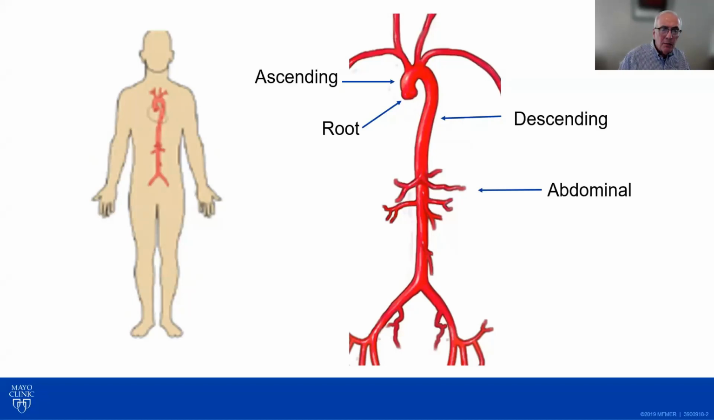And as you can see, the abdominal aorta has important branches that go to the abdominal organs: the liver, the spleen, the stomach, the small intestine, the kidneys, the large intestine. And finally, the aorta divides into the iliac arteries, which carry blood down to the pelvis and the lower extremities.